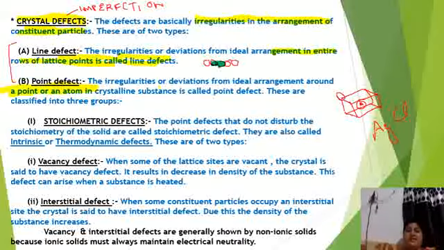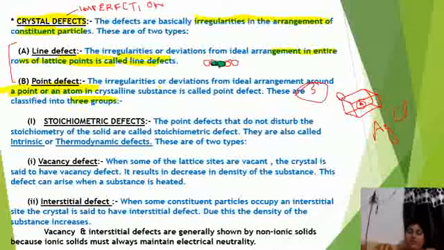Point defect is classified into three groups. How many groups? Three groups. These three groups are stoichiometric defect, impurity defect, and non-stoichiometric defect.